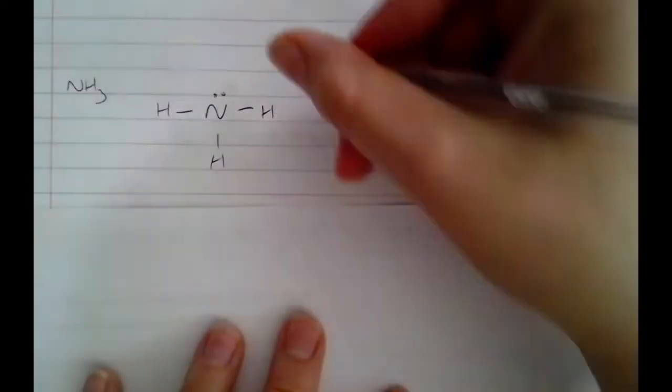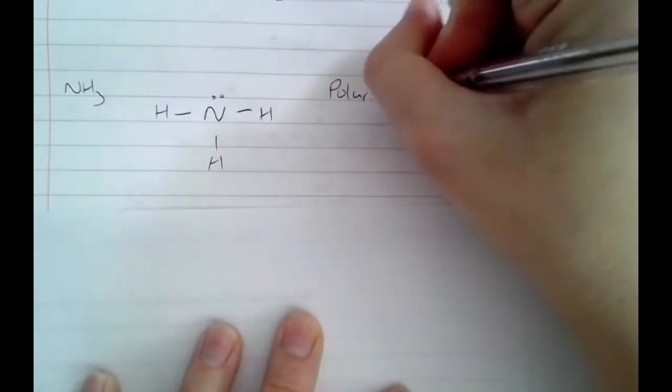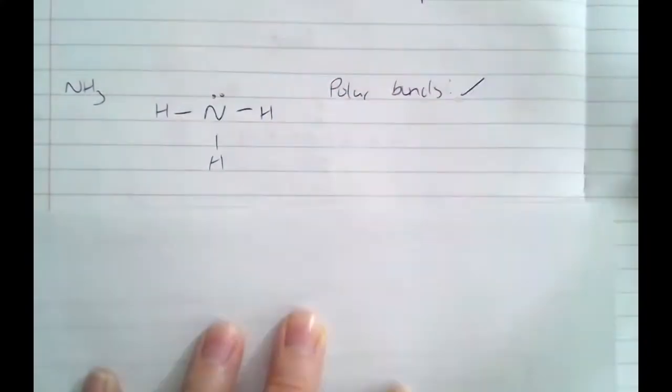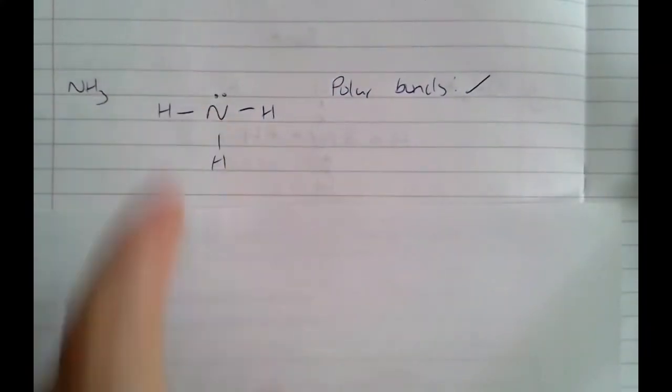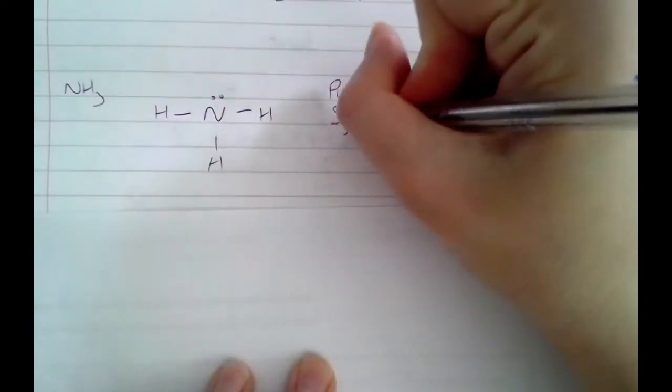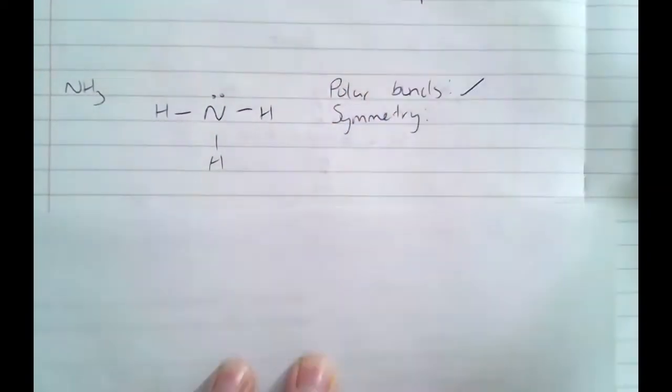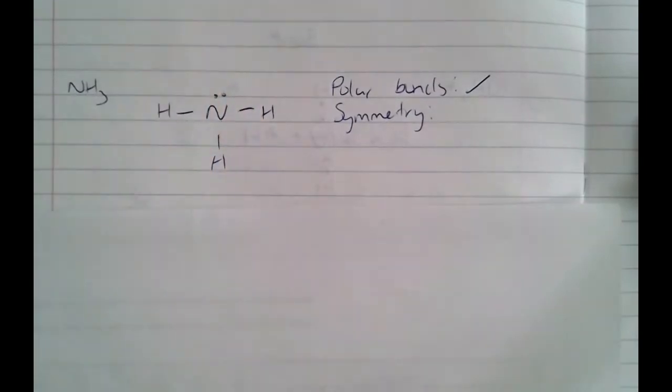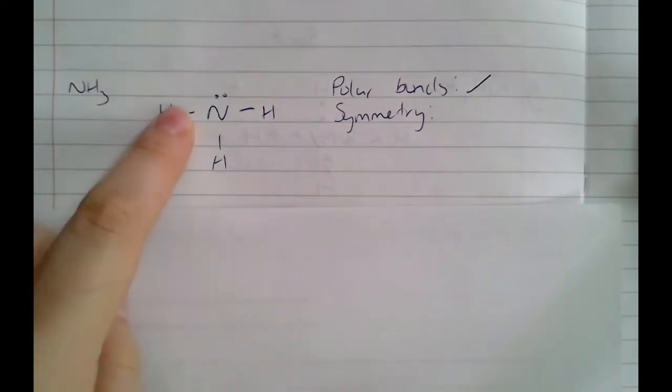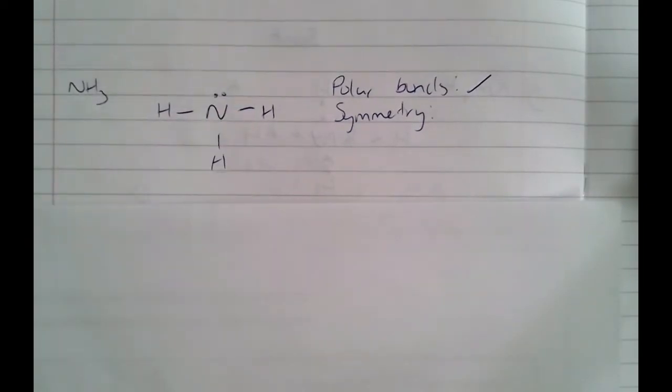NH3, do I have polar bonds? Yes, I absolutely do. There's an electronegativity difference between hydrogen and nitrogen. Do I have symmetry? Again, I need to work out the shape. I've got 3 bond pairs and 1 lone pair. I know there's a lone pair in nitrogen because nitrogen's in group 5. It's got 5 electrons on its outer shell and it's only forming 3 bonds. That must mean there's 2 electrons left over. It's got a lone pair.